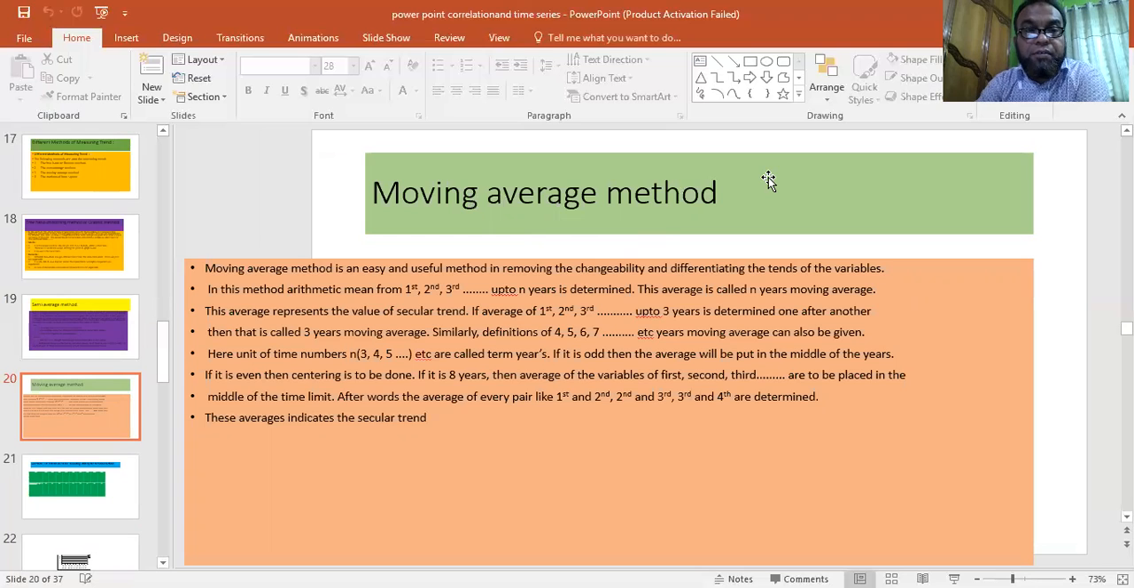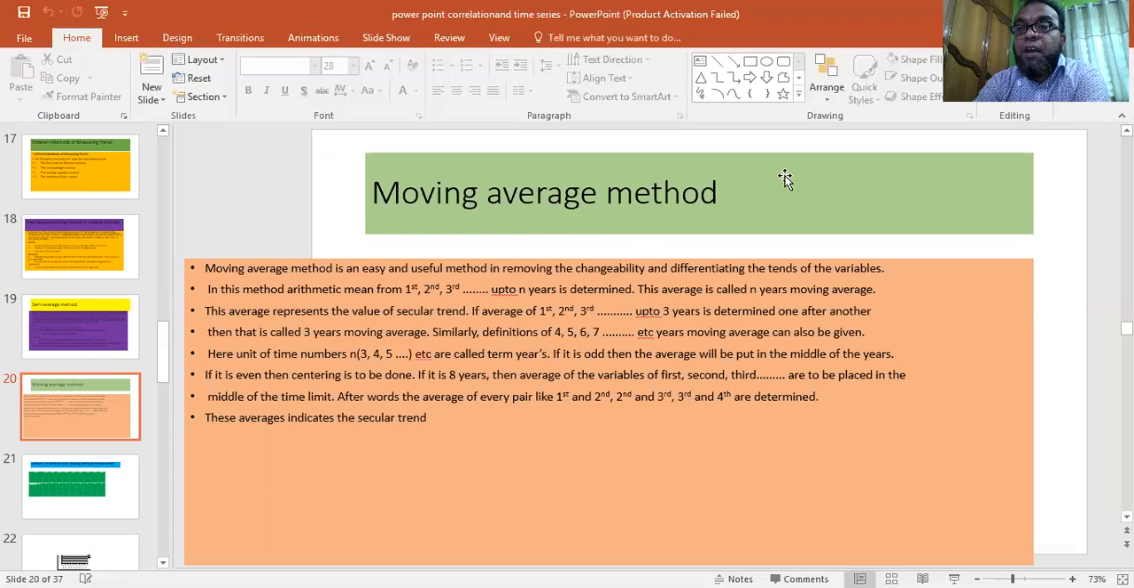Moving average method. The moving average method is an easy and useful method for removing variability and identifying the trend of the variable. This method is also very easy. This is the theory. If I give an example when I solve the math of this method, it will be very easy for you. In this method, the arithmetic mean from the first, second, and third up to n years is determined.